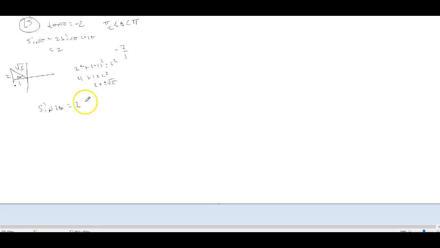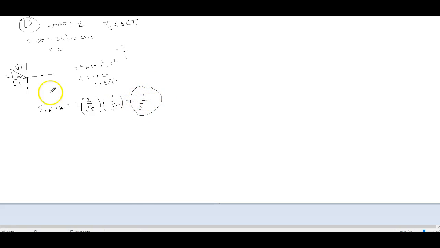Sine of theta would be opposite over hypotenuse. Cosine would be adjacent over hypotenuse. And that's going to give me -4, multiplying straight across: 2 times 2 times -4, over root 5 times root 5, which is 5, and I'm done.